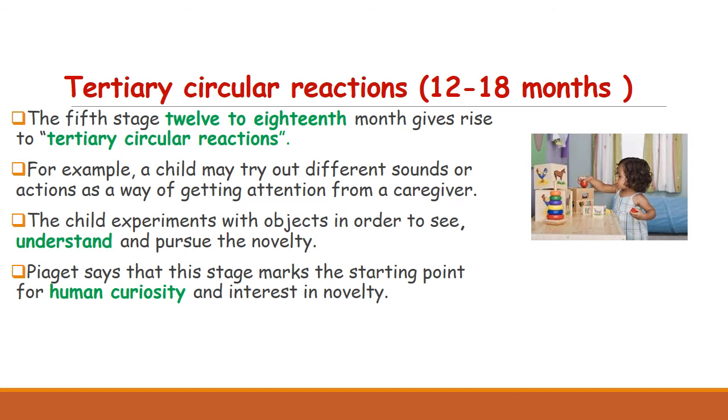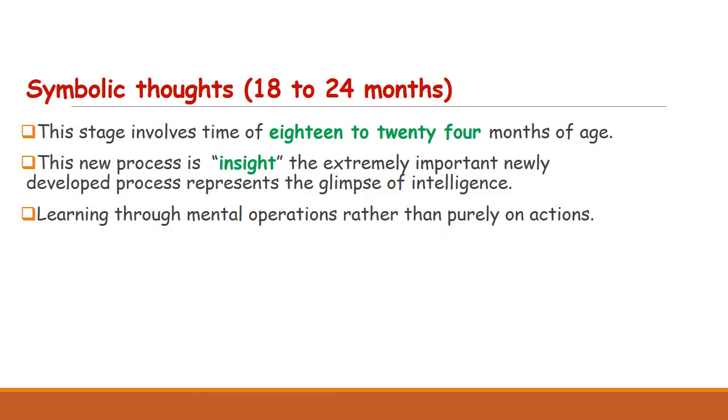The next stage is tertiary circular reactions, which comprises almost 12 to 18 months, 6 months of the child's year. In these months, the child may try out different sounds or actions as a way of getting attention from a caregiver. For example, the child wants attention from the caregiver, and tries different kinds of behaviors, and learns that okay, this behavior is causing my parents or my primary caregiver to give attention to me as well. Then the child understands how to manipulate his behaviors depending on the attention that he or she is gaining from caregivers.